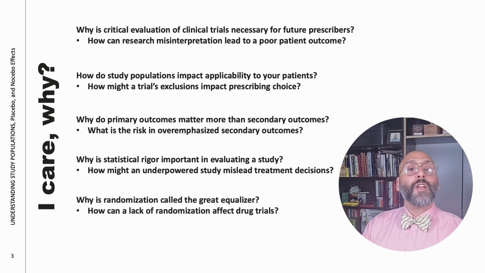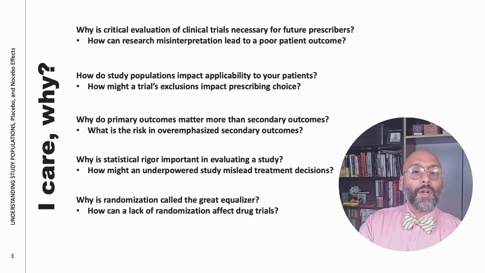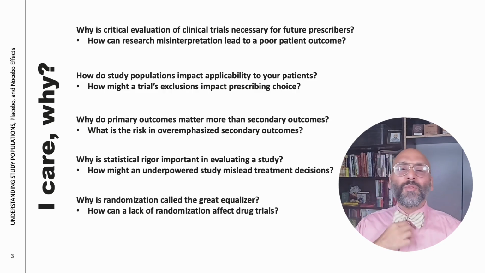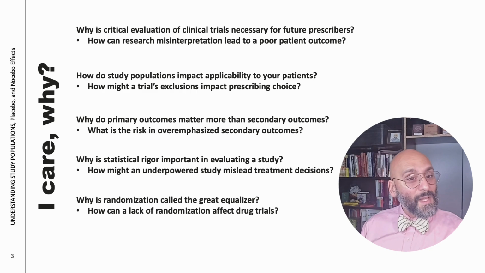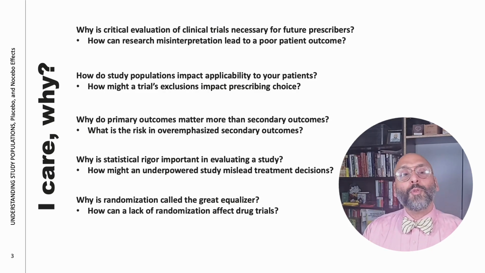Now, primary outcomes matter more than secondary outcomes for that same reason. Primary outcomes are what the study was designed, powered, and tested to answer. Secondary outcomes are really observations, not promises. It's like, oh, look what else we noticed. Finally, randomization matters because without it, we can't tell whether the drug actually worked or whether the people receiving it were simply different to begin with.